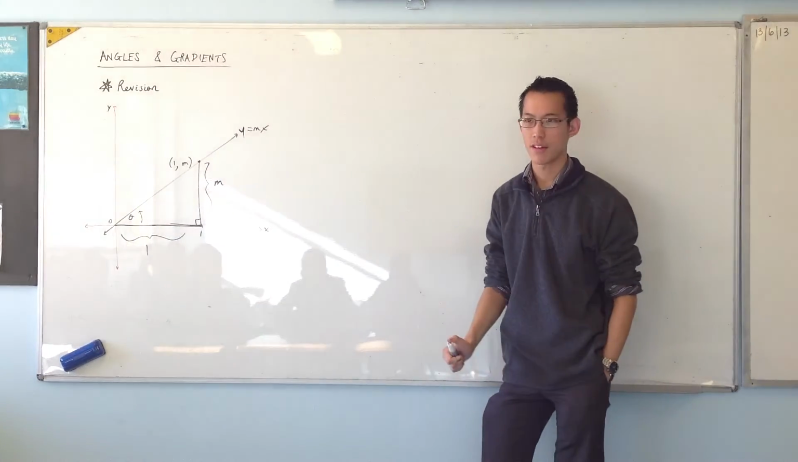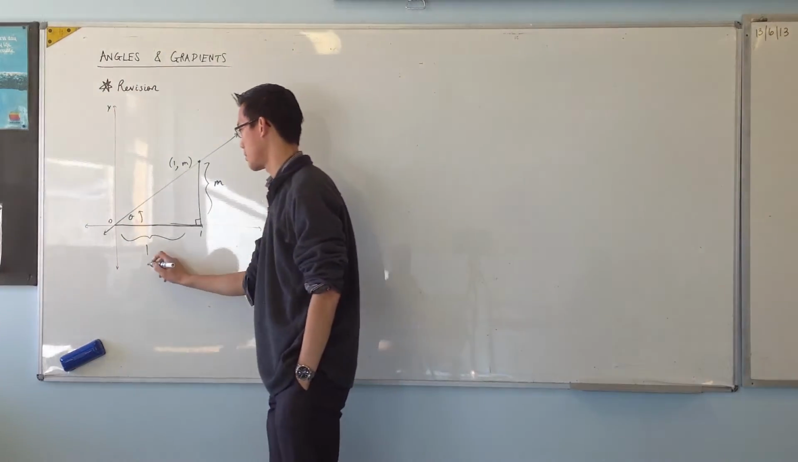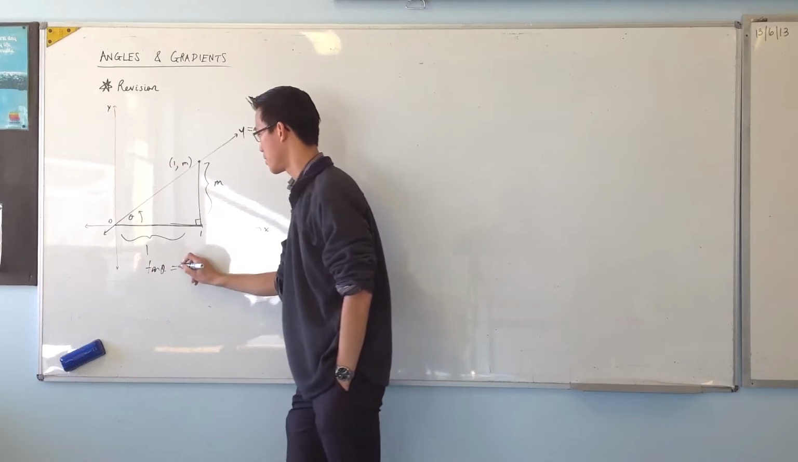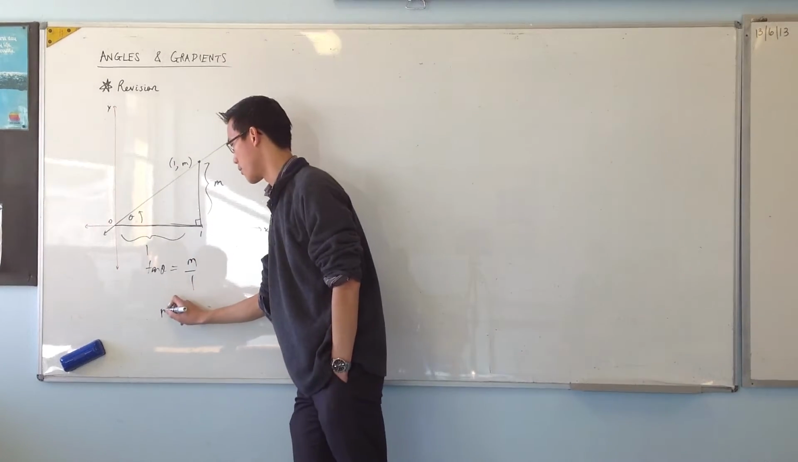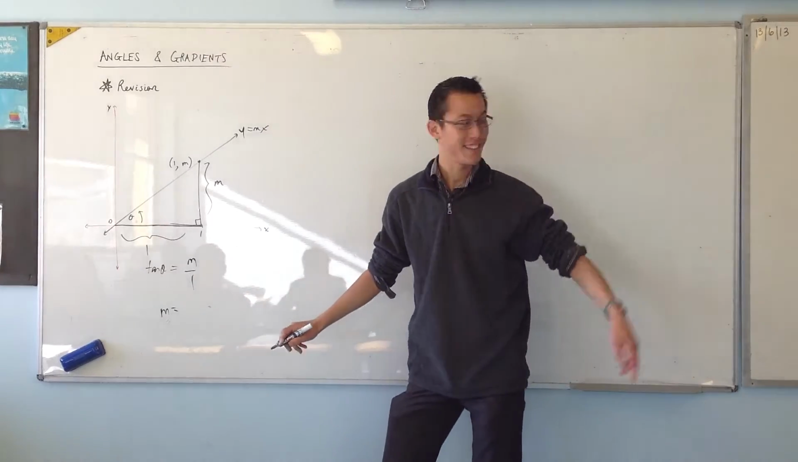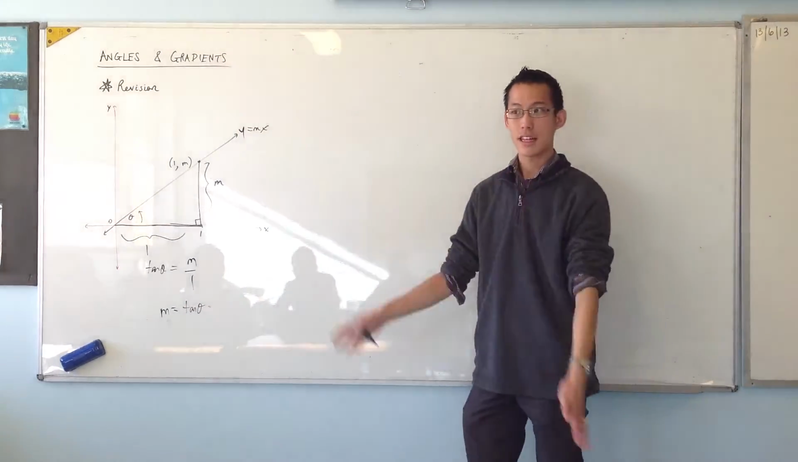So if this base down here is 1, and because the y-coordinate is m, that means that vertical height is m, okay? Remember what we were after was theta, so this is where that familiar result comes out from: tan theta is opposite on adjacent. Okay, so you often see it written in reverse, m equals tan theta. Okay, so that's simple stuff.